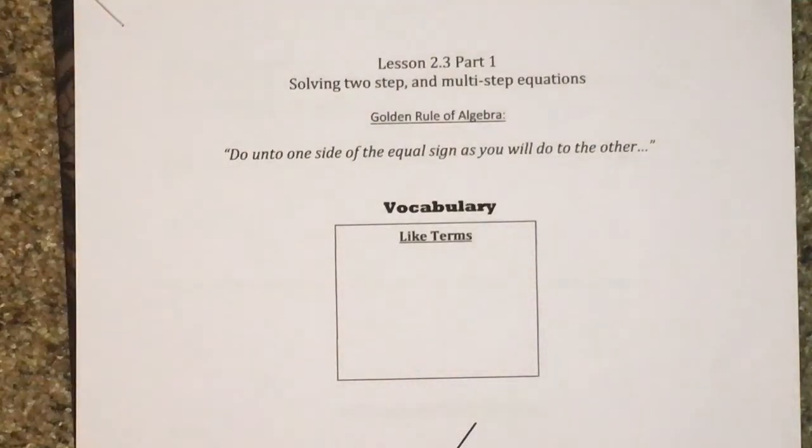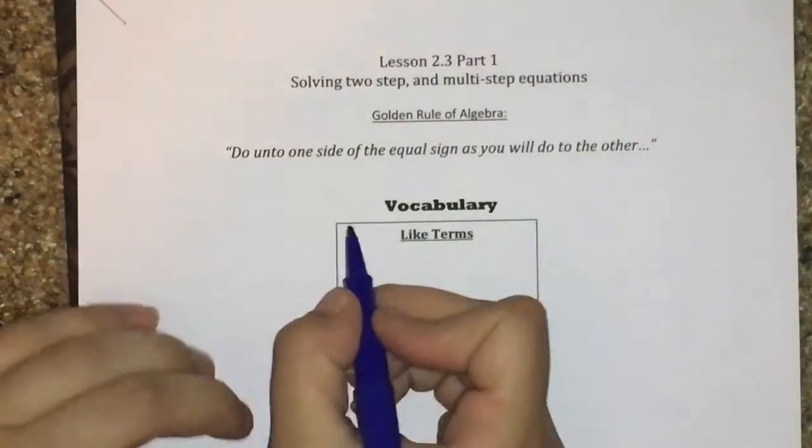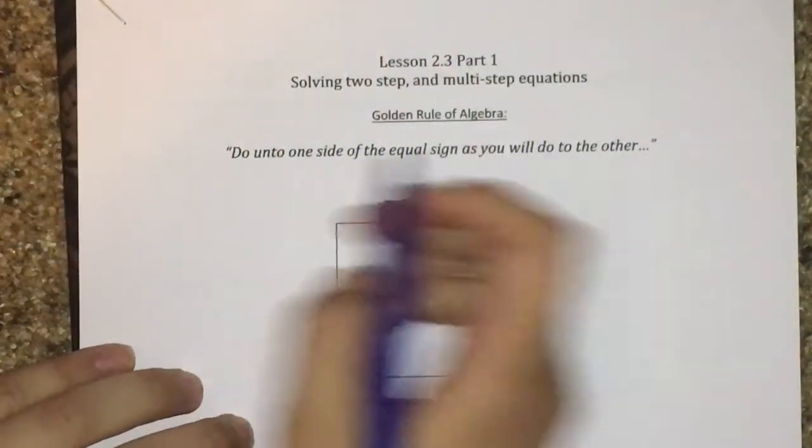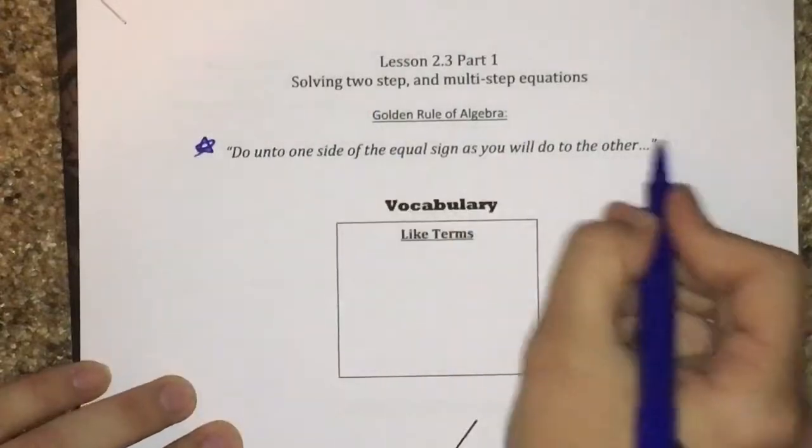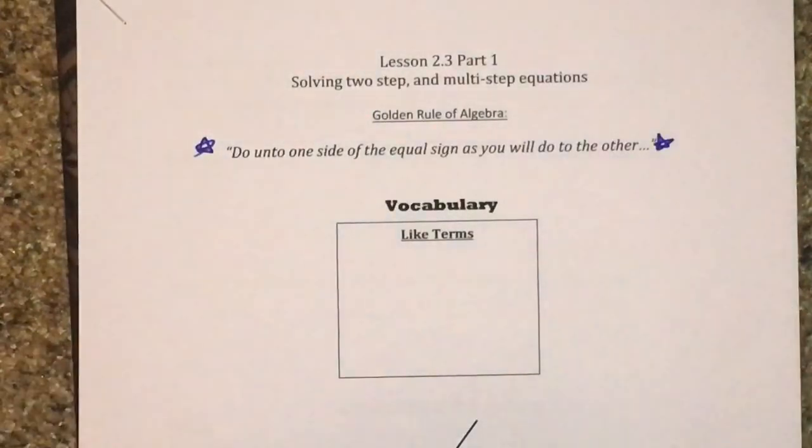Okay, we are now moving on to lesson 2.3, part 1. We're going to start by just solving two-step equations. Okay, golden rule of algebra. I will say this again and again and again. Do unto one side of the equal sign as you will do to the other. Whatever you do to one side, you have to do to the other.